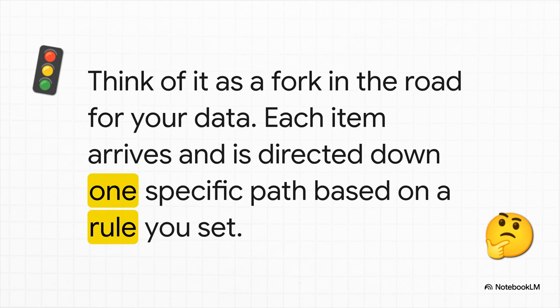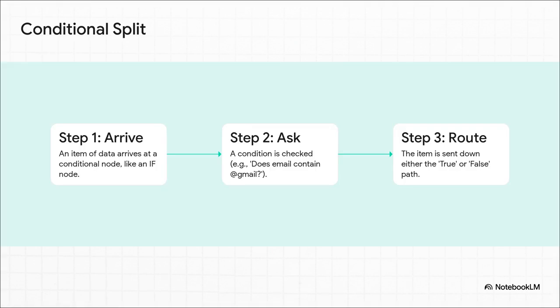So the first and probably most common way to branch is with what we call a conditional split. I want you to think of it like a fork in the road for your data. Each piece of information arrives at this point, and based on a rule that you set, it gets sent down one specific path or the other. Here's how it works with something like an IF node. An item arrives at the node then asks a really simple question, like, does this email end in a work domain? If the answer is yes, it goes down the true path. If the answer is no, it goes down the false path. It's that simple. But the key thing to remember is each item can only go down one of those paths.